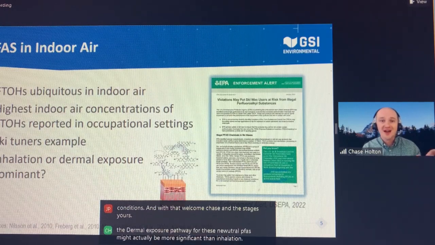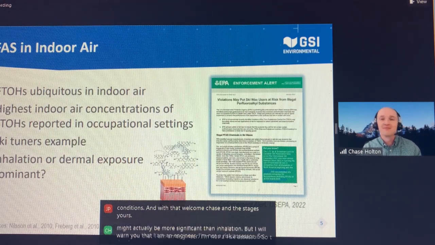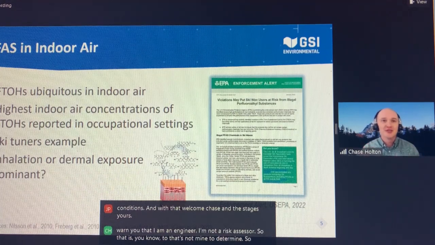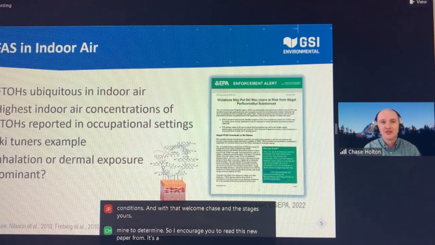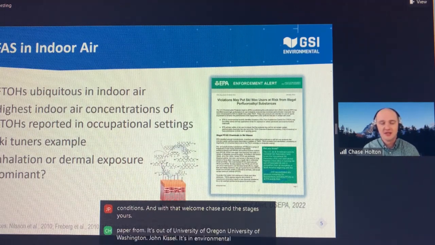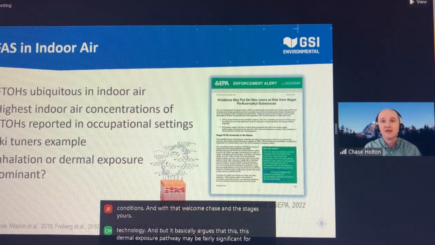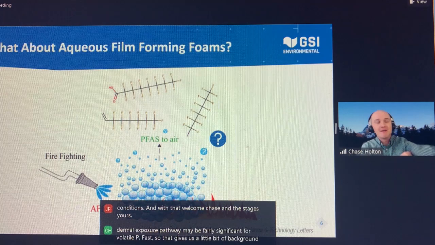But I will warn you that I am an engineer. I'm not a risk assessor, so that's not mine to determine. I encourage you to read this new paper. It's out of University of Oregon and University of Washington, John Kissel. It's in Environmental Science and Technology, and it basically argues that this dermal exposure pathway may be fairly significant for volatile PFAS. So that gives us a little bit of background.